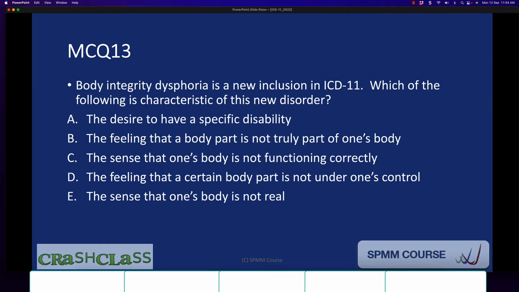Question number 13. Body integrity dysphoria is a new inclusion in ICD-11. Which of the following is characteristic of this new disorder? A. The desire to have a specific disability. B. The feeling that a body part is not truly part of one's body. C. The sense that one's body is not functioning correctly. D. The feeling that a certain body part is not under one's control. E. The sense that one's body is not real.